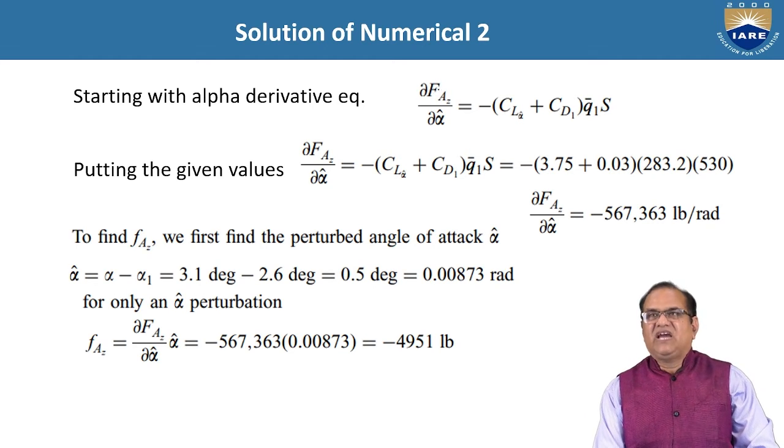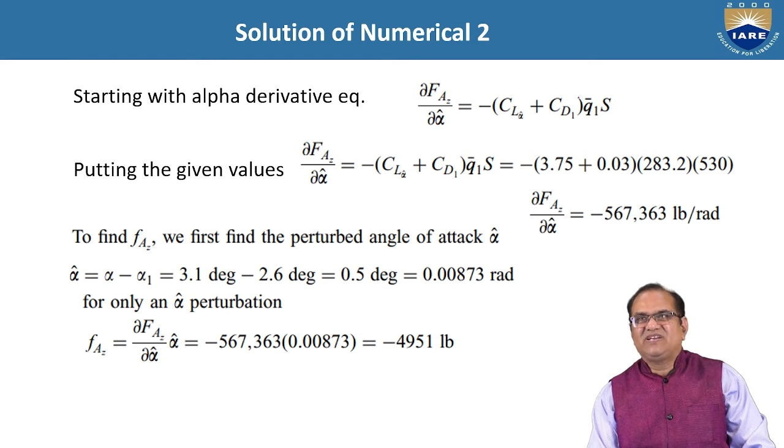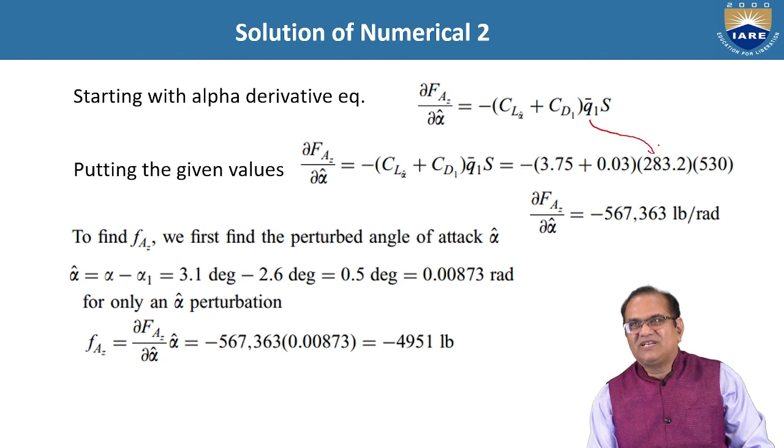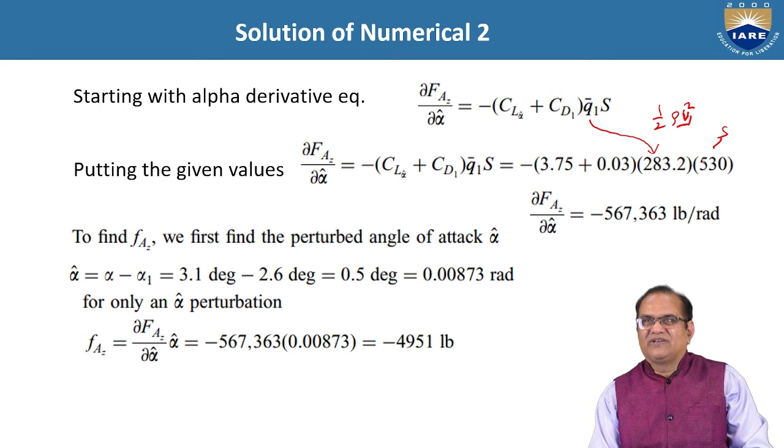We know that dFaz by d alpha is equal to minus (CL alpha plus CD1) Q1 S. You know that Q1 we have calculated already. This one, half rho V square, with rho and V already given there, so we have U1 here. The area S is also given here. CL alpha is given as 3.75, and here CD1 is given as 0.03.